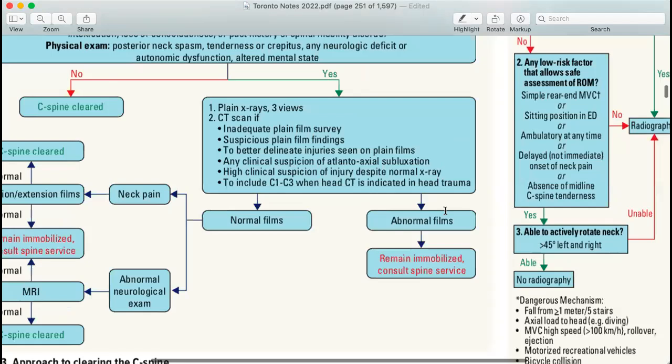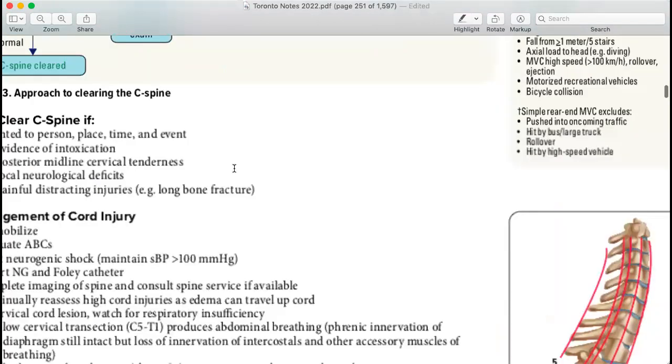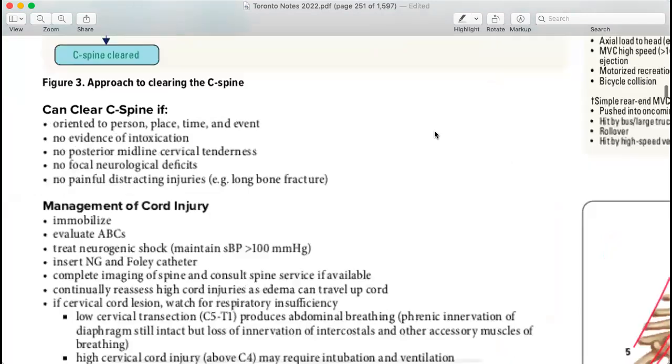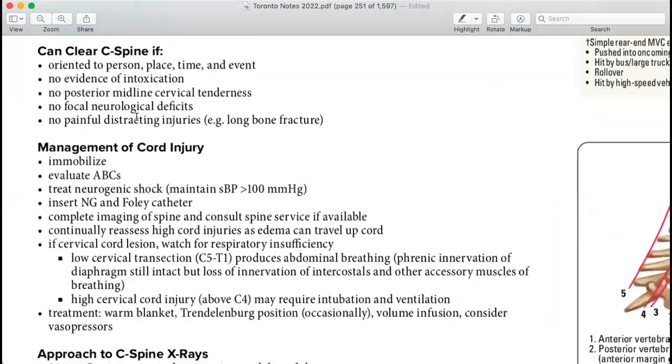So please remember this table, figure 3, and this one. If you don't want to read the other ones you can skip them, but don't miss these tables. You can clear the C-spine if the patient is oriented, with no evidence of intoxication, no posterior midline cervical tenderness, and no focal neurological deficit.